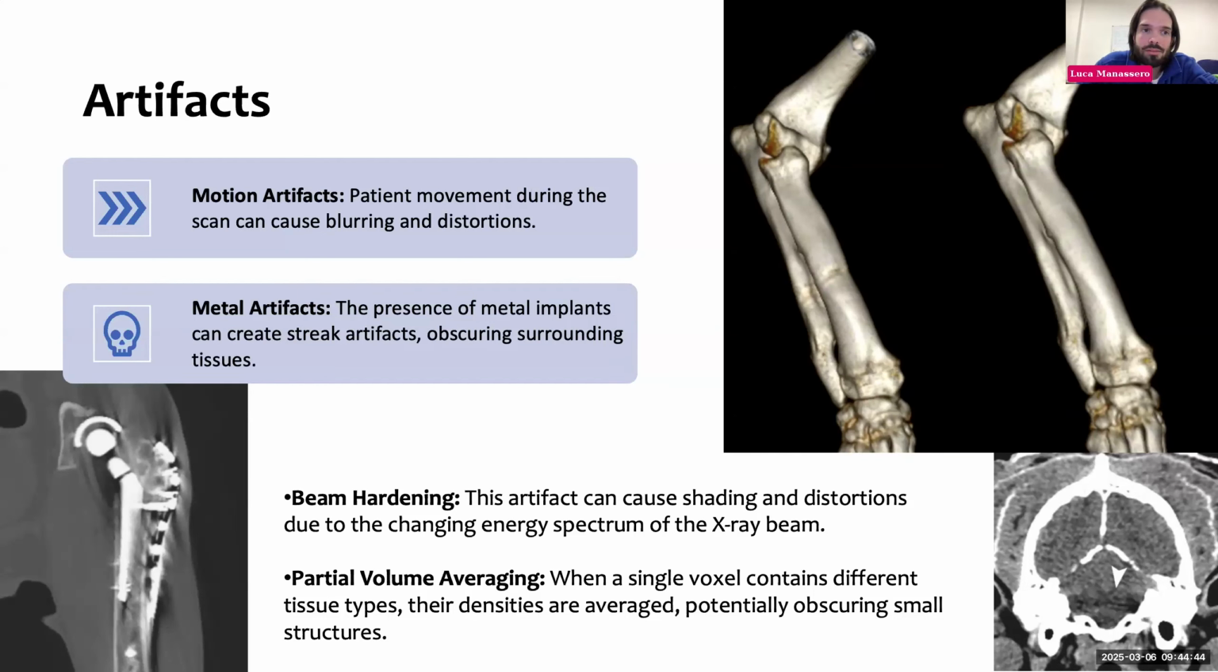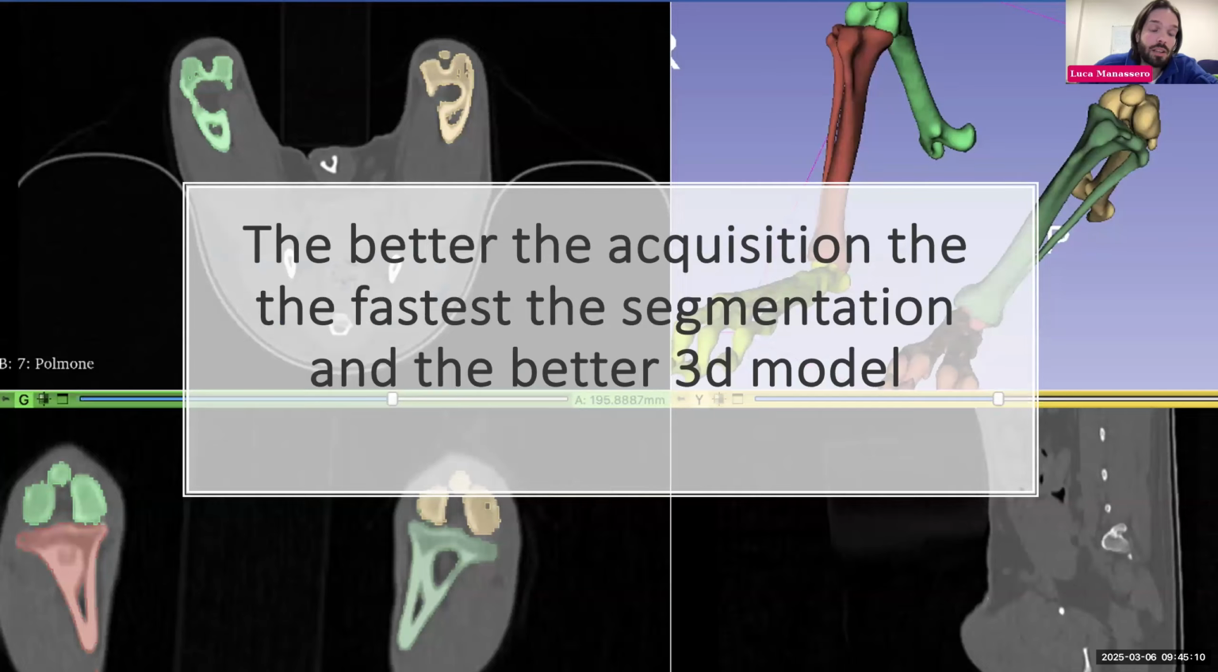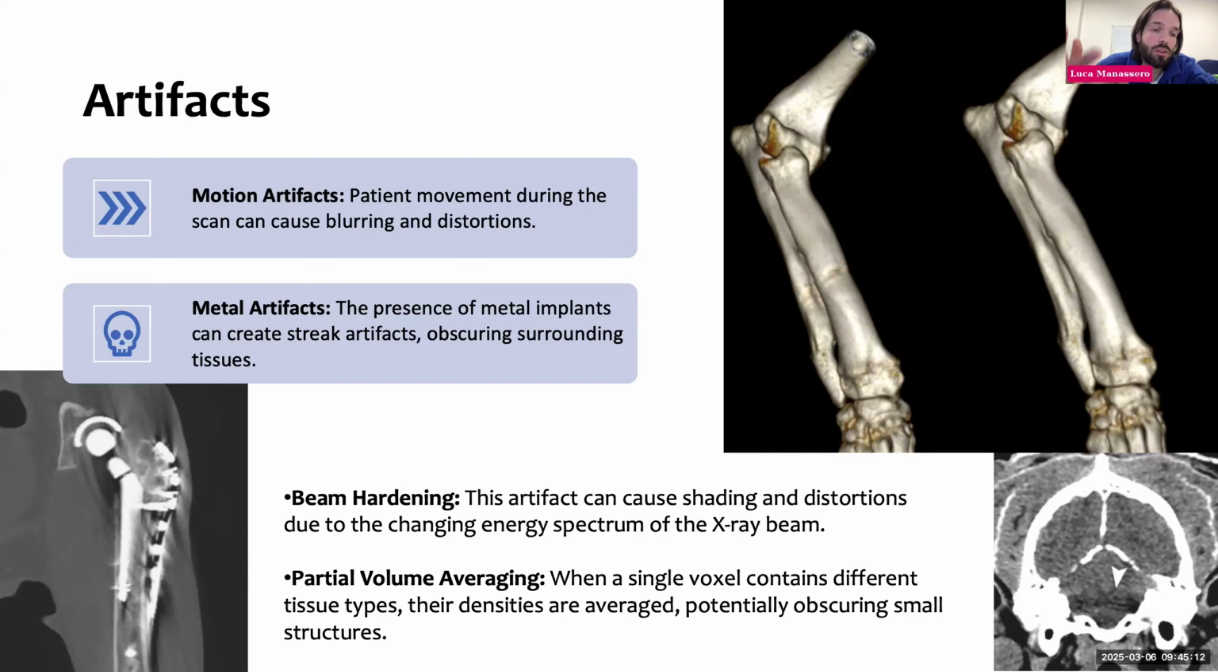We also have metal artifacts, which are very hard to deal with. We have some algorithms, and they depend mainly on the CT scanner. And there are a lot of other artifacts to deal with, like beam hardening artifacts or volume averaging, which can result in a very poor quality anatomy reconstruction.